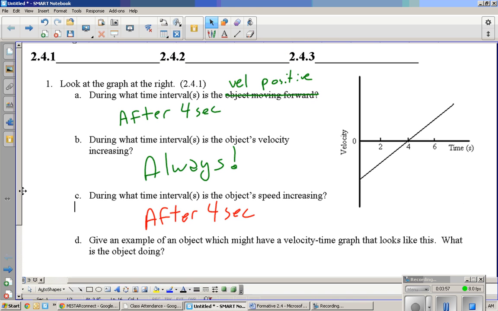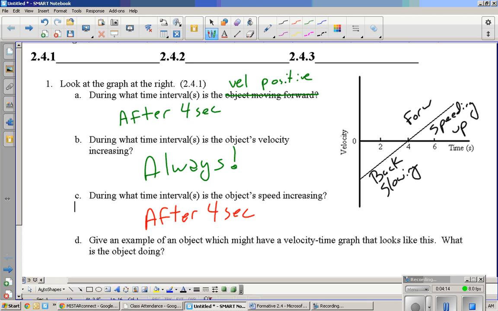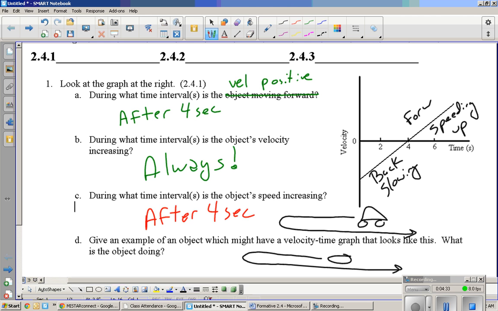And then finally, the last question says, give an example of an object that might have a velocity time graph that looks like this. So what we need is an object that is moving backwards and slowing down, and then moving forwards and speeding up. Maybe it's a car that is going backwards, slowing down, stopping, and then going forwards faster and faster. Maybe it's a frisbee that you've thrown into the wind, and the wind slows it down and then pushes it back this way. That's pretty much what's going on.